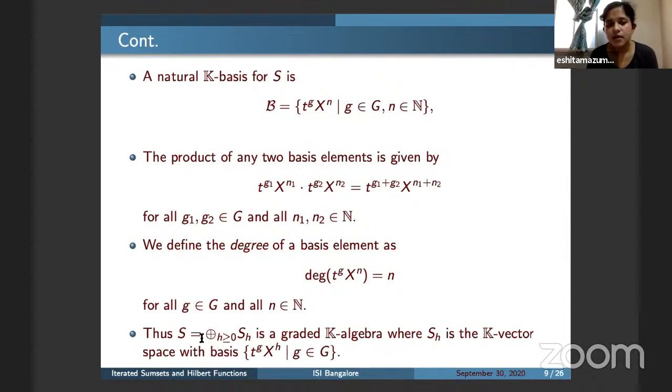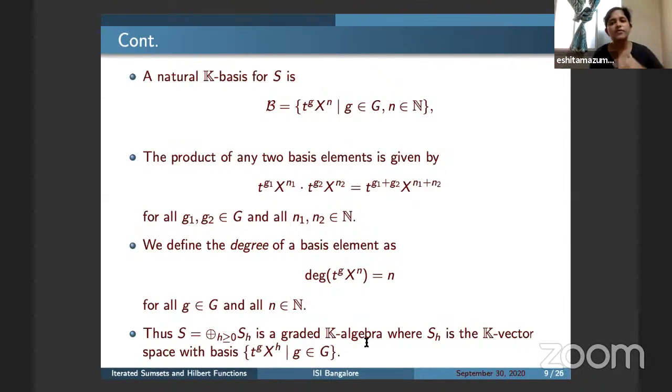In that case, we can say that S is equal to the direct sum of Sh, where each Sh is the K vector space with basis the set containing T power g, X to the power h, such that g belongs to the group G. In this situation, S is a graded K algebra.